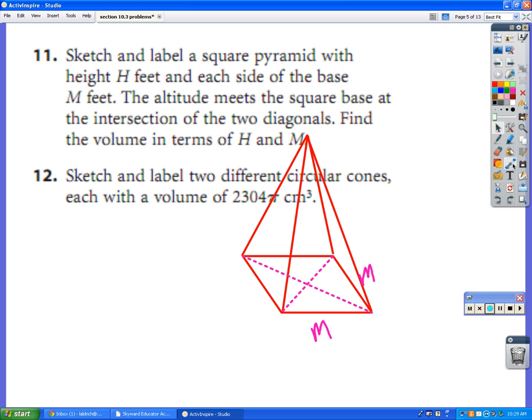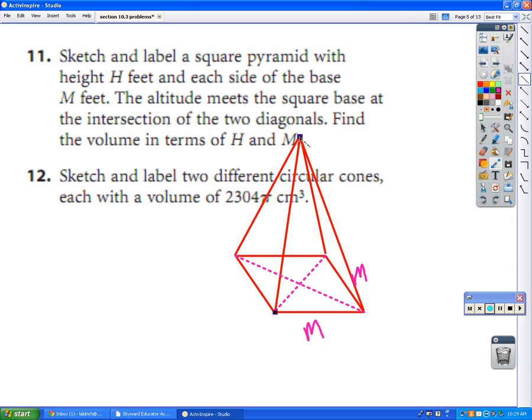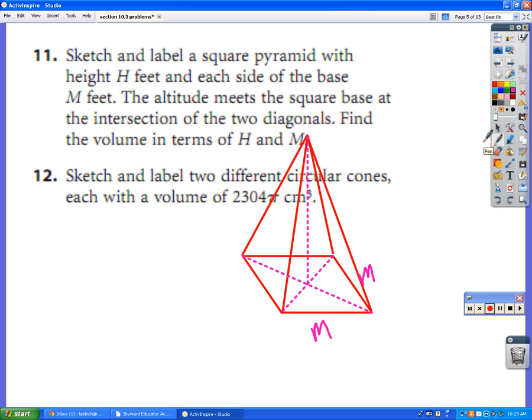Wait a minute, what are you doing? I want to make that a dotted line. Okay, so there's the pyramid. 100% perfect. And it says the height is 8.